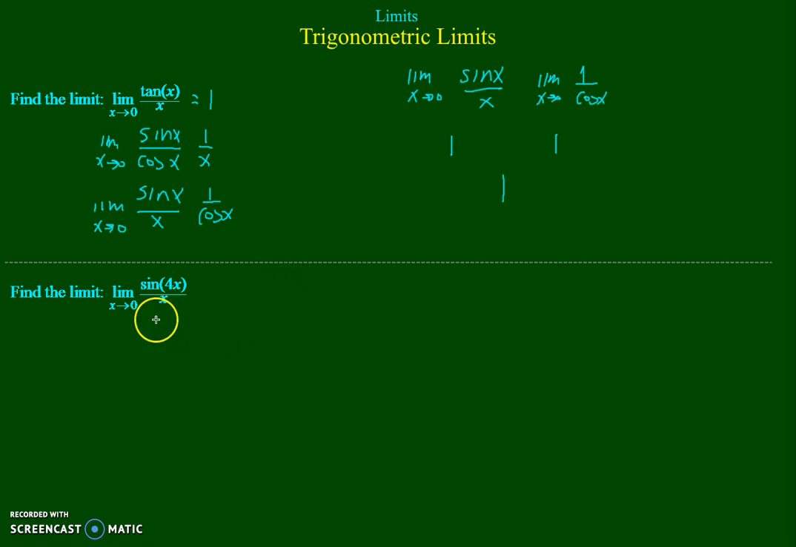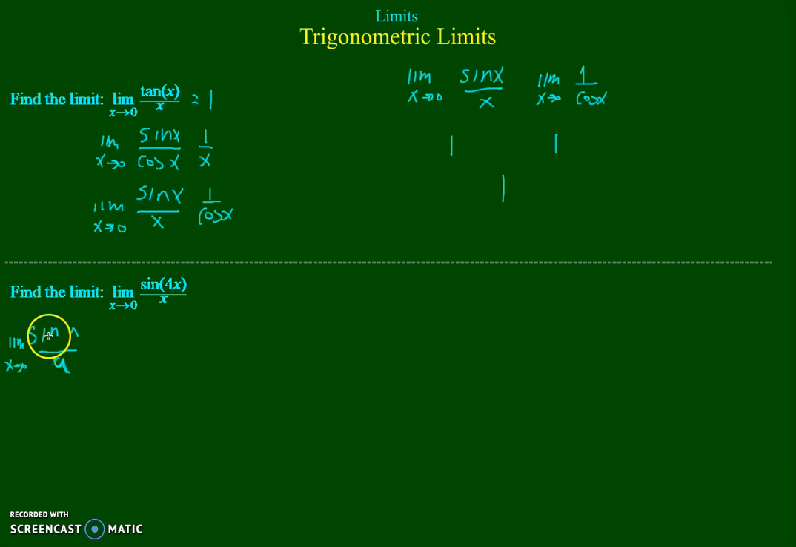Now let's go on to the second problem. Now here we have a similar situation, but we have a little bit of a problem in here. In this case we have sine of 4x over x. And let's think about this. Let's just call this 4x. Let's just make that some generic u function. And what we really want is sine u over u.